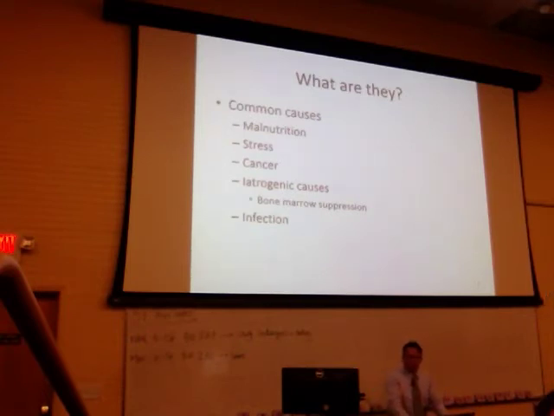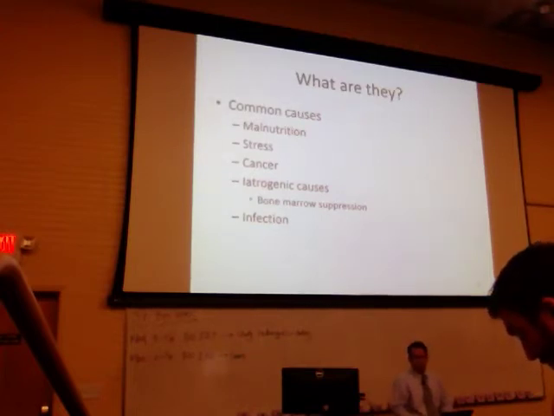So, for example, bone marrow suppression. Well, in a lot of cancer patients, if you give them aggressive chemotherapy or radiation therapy, you actually kill a lot of bone marrow itself. Okay? And then they become immunocompromised. And then infection, probably don't need to necessarily explain that.